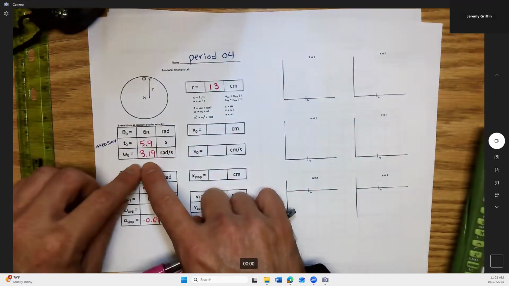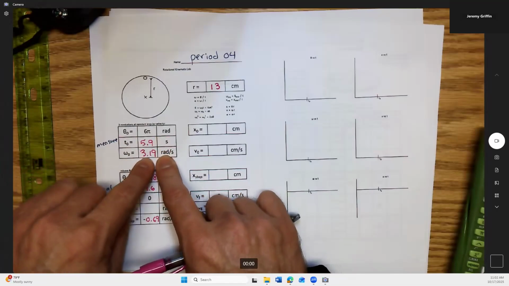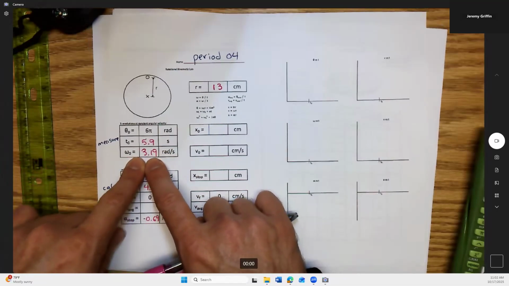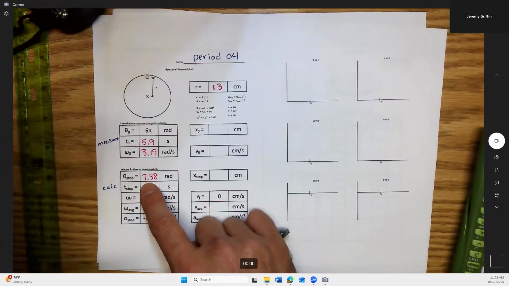Then I let it go. And guys, if you divide radians by seconds, does that give you radians per second? Yeah. And the numbers follow. That gives you an angular velocity, radians per second. Now, as soon as I let it go, the stopwatch stopped.